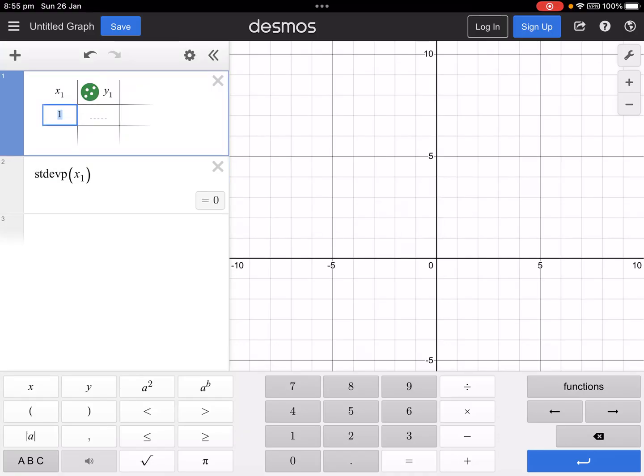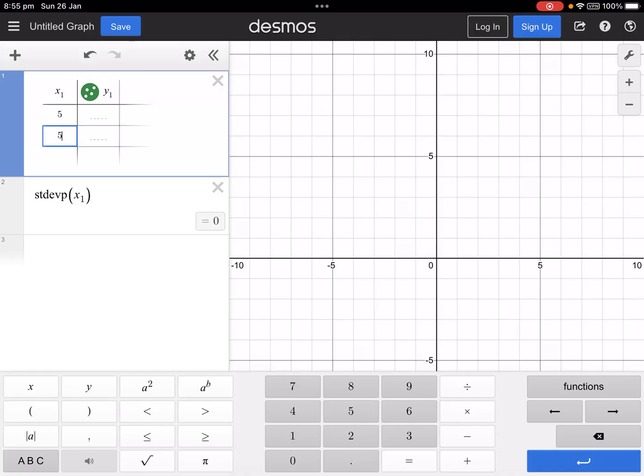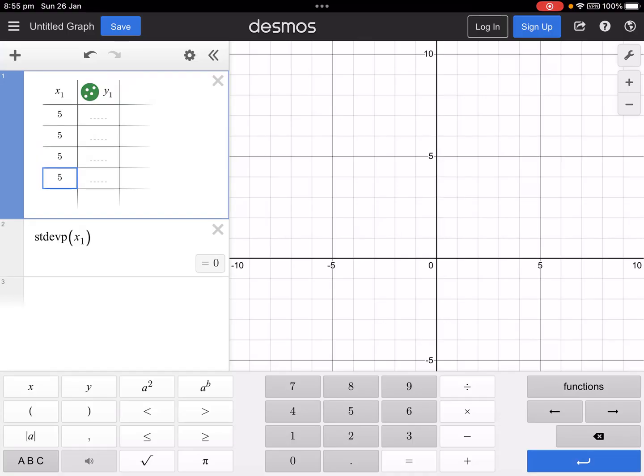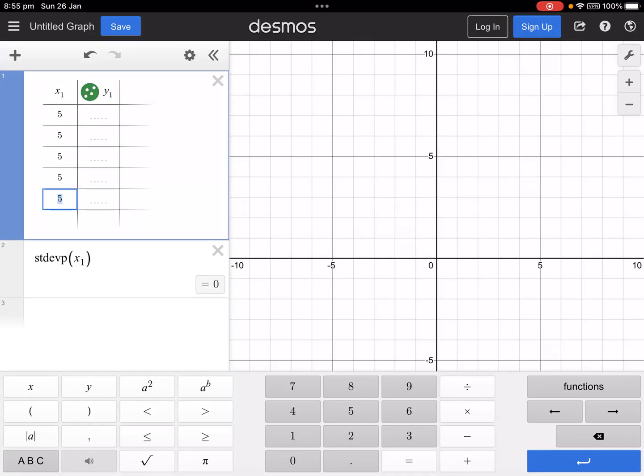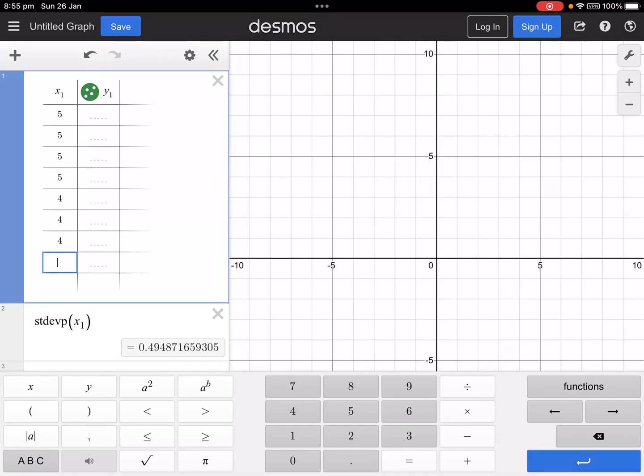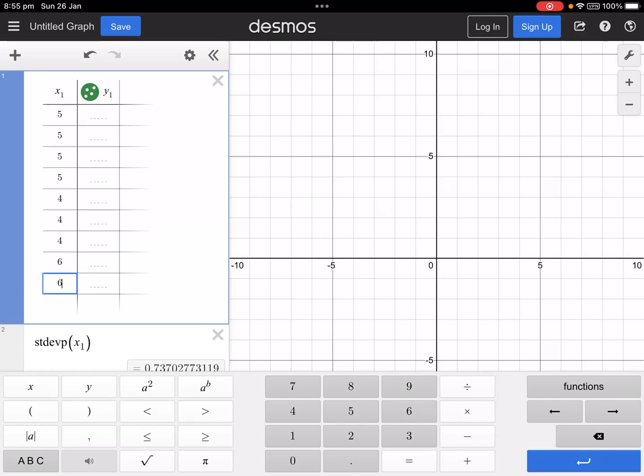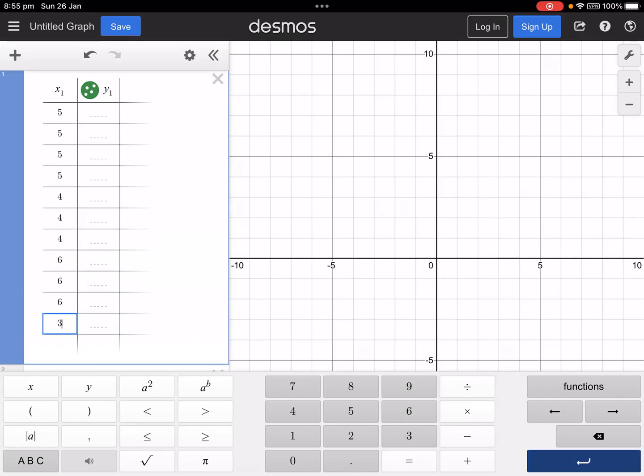How many 5s are there? 1, 2, 3, 4, 5. So 5, enter, 5, enter, 5, enter, 5, enter. And then it goes 4, enter, 4, enter, 4, enter. And then there's 3 6s. And then 2 3s. And then 2 7s.